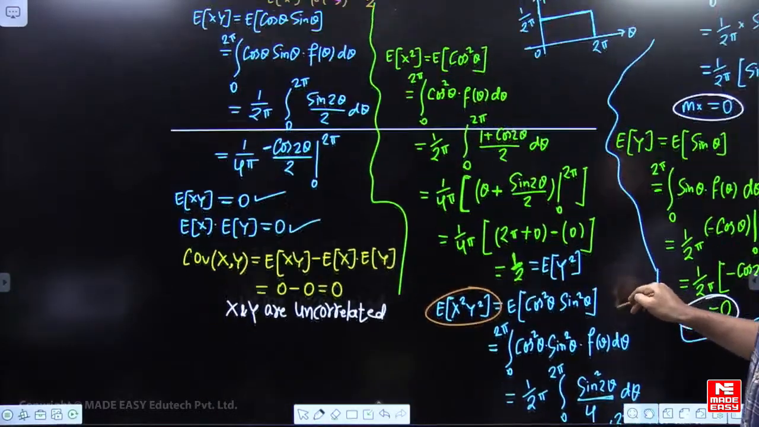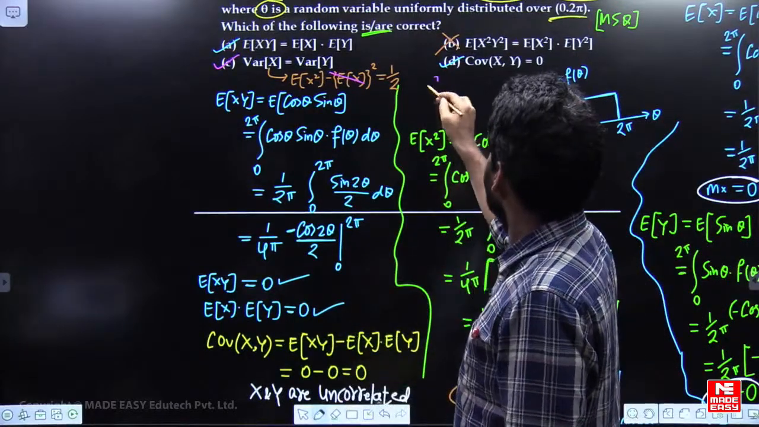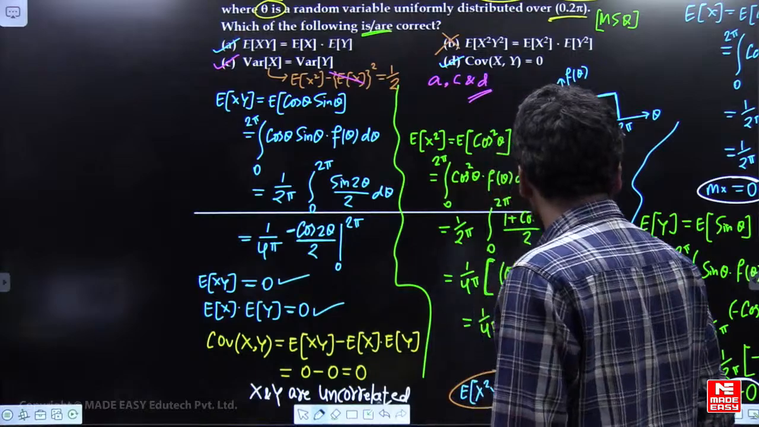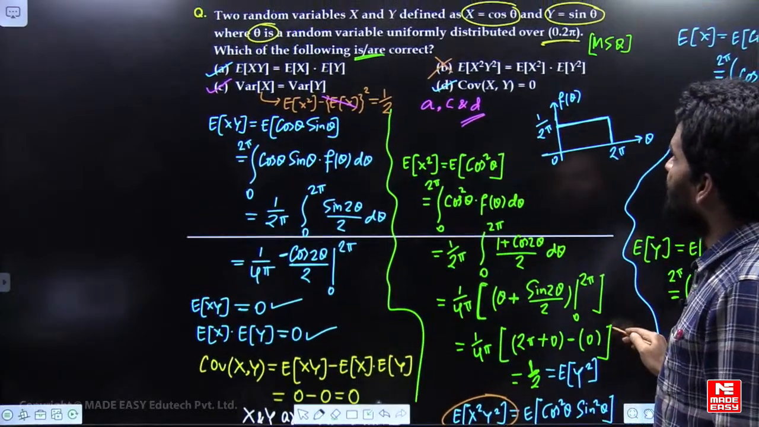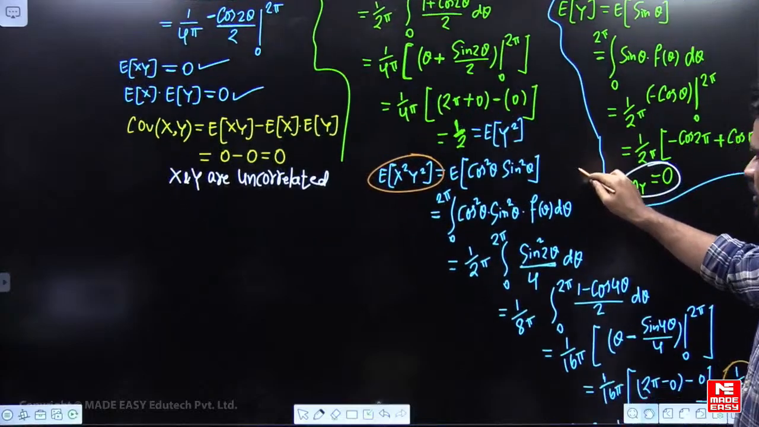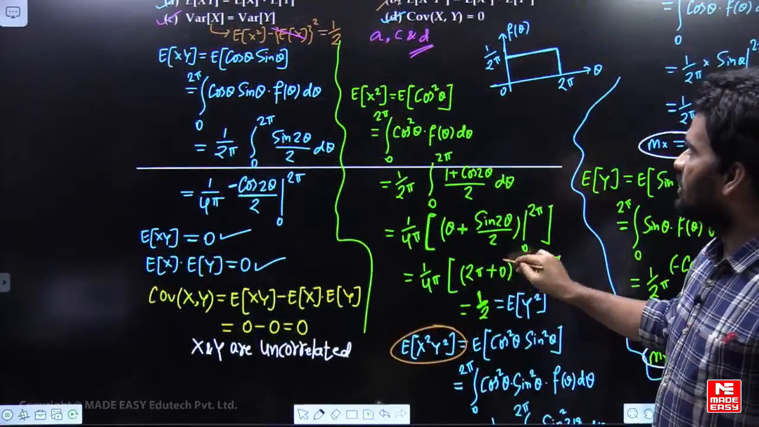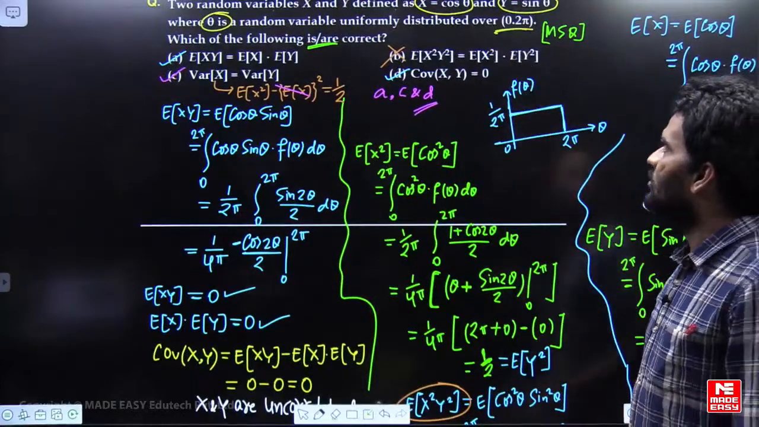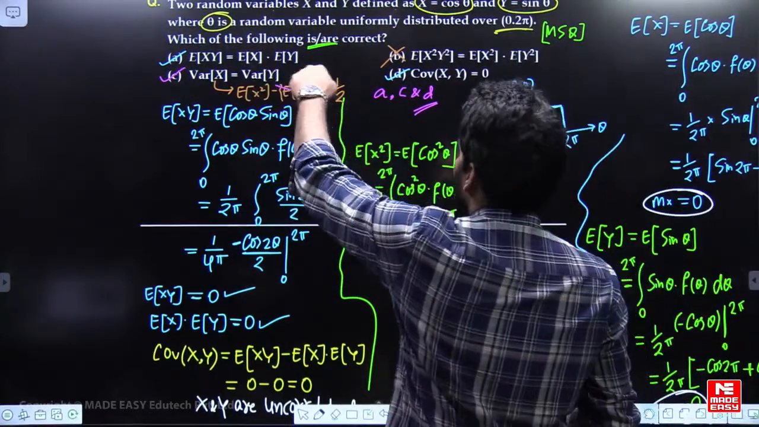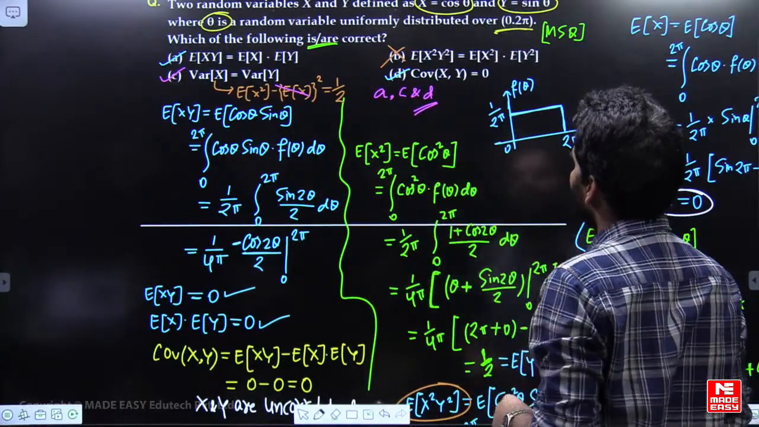Okay, so here A, C, D will be correct, A, C and D. And if the question is whether x and y here are independent or not, they are not independent. If x and y are independent, then expectation of x square y square should also equal expectation of x square into expectation of y square. Not only for first order, for every possible order this equality should hold good, then only you can say x and y are independent.